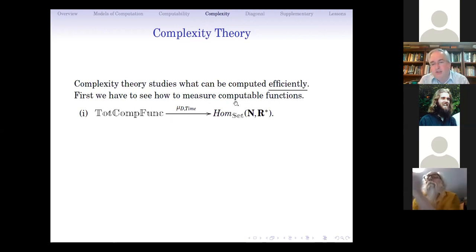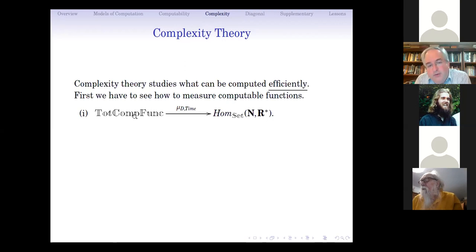Let me just talk about this. We're going to have the set of functions from the natural numbers to the non-zero real numbers. It's a rig, a single object category. It has a lot of structure, but we don't use all the structure on purpose, and I'll explain why in the last slide. But let me just tell you what this is all about.